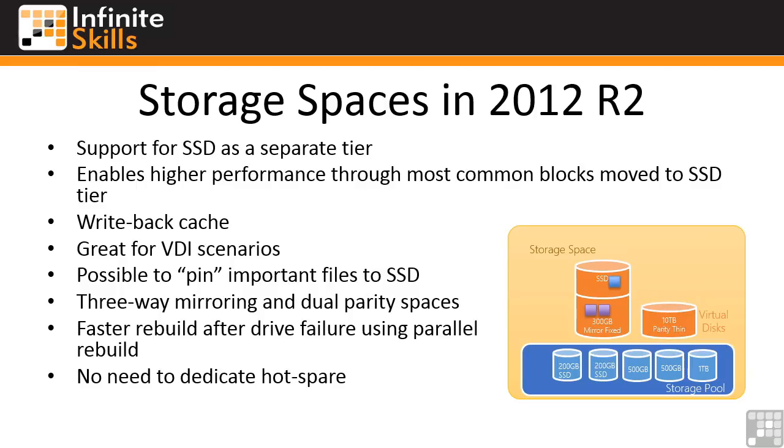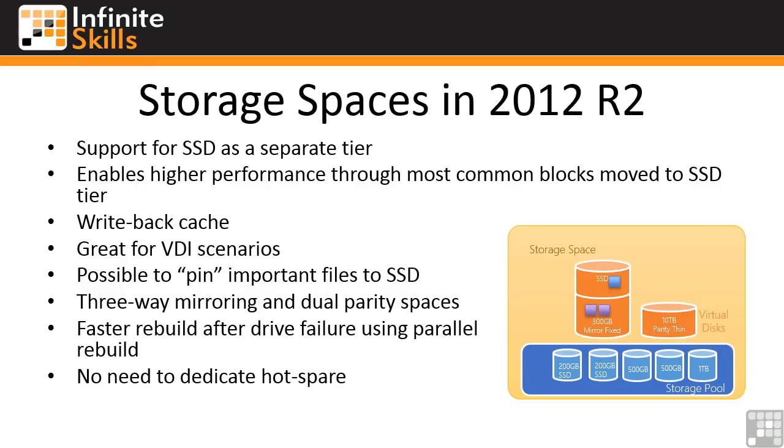Now normally this works at a 1 MB block level. So it will move data between the tiers in 1 MB chunks. It doesn't have to move the entire file. There were other changes made in 2012 R2, three-way mirroring, and dual parity spaces which support the losing of two disks.